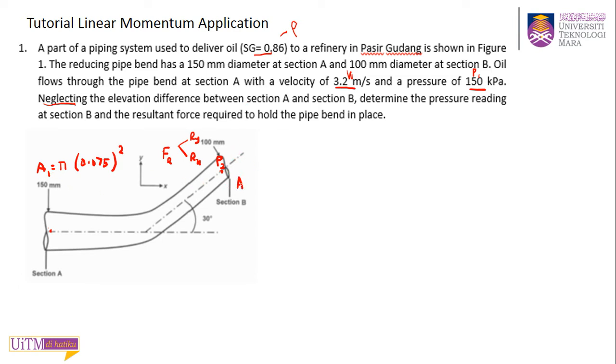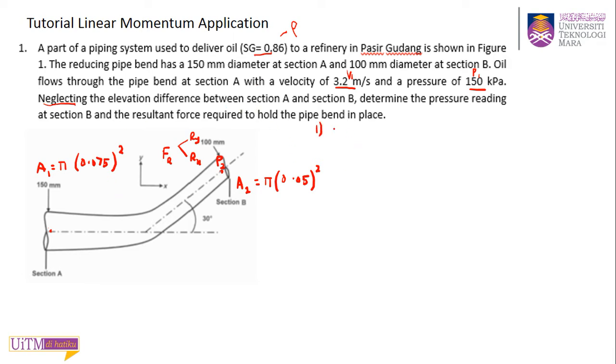You have diameter 2 as well, so you can find your area 2. This will be pi times 100 divided by 2, which is 50, so 0.05 squared. So why do you find the area? Because you want to find the velocity, using the continuity equation.